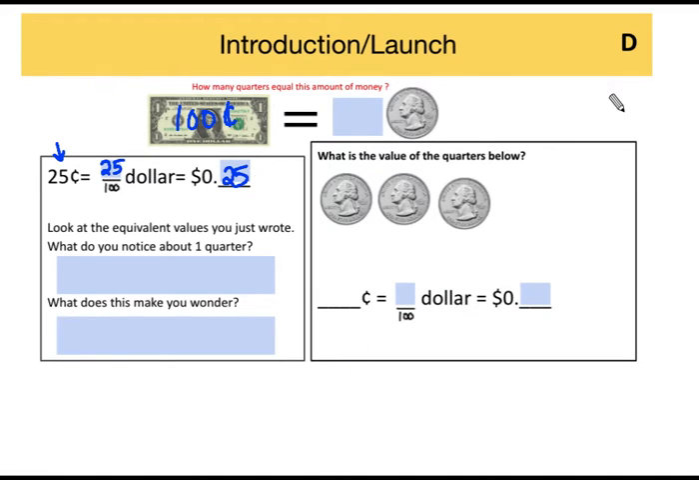So what did you notice about the quarter? Did you notice that a quarter is 1/4 of a dollar? Right? We can reduce this fraction. We could simplify 25 hundredths into 1/4. What does this make you wonder? Did it make you wonder how many quarters we would need to make $10?